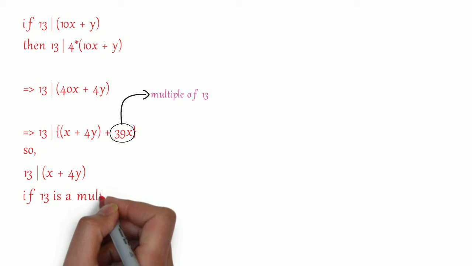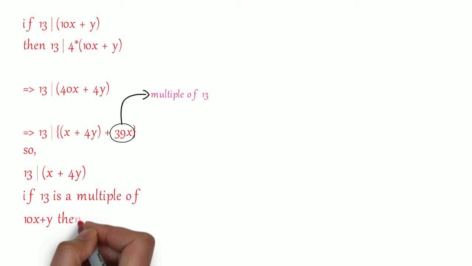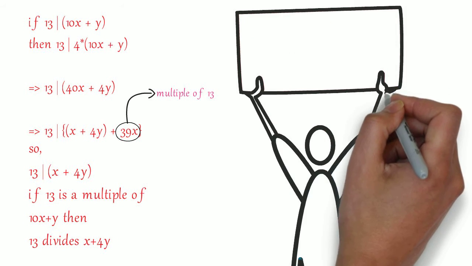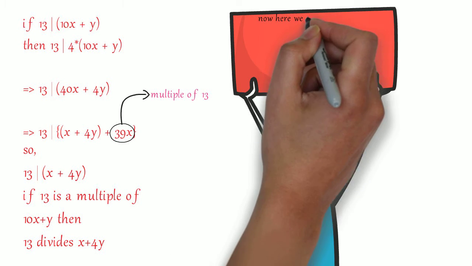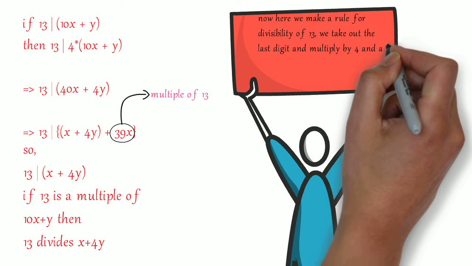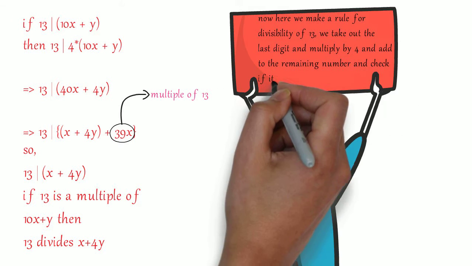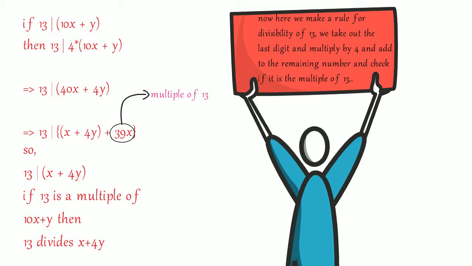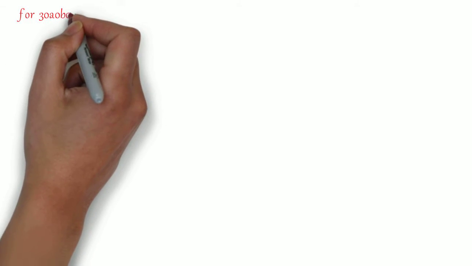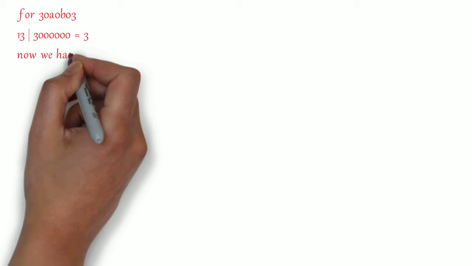The most beautiful thing here is that we have reduced the initial number by almost 10 times. So no matter how large our number is, if we repeatedly do this, we will finally end up at a small multiple of 13, provided the initial number was a multiple of 13. So now we make a rule for divisibility of 13, and that is we remove the last digit of the number, multiply it by 4 and add it to the rest of the number. And if this new number is a multiple of 13, then our original number must also be a multiple of 13.